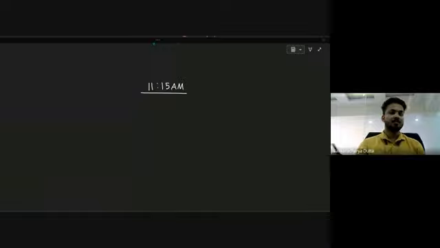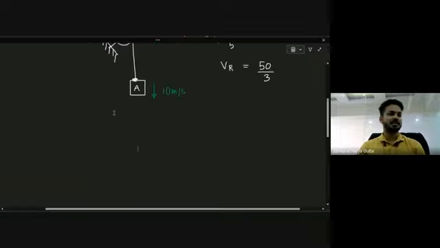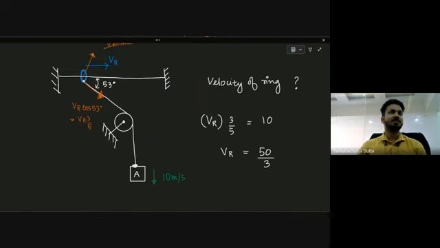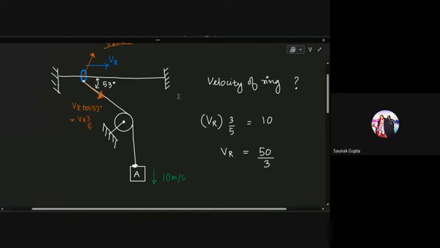Okay. So let us start our discussion. Let's continue our discussion. Okay. So this is all about fixed pulleys. Am I audible, guys? I hope I'm audible. Yes, audible, sir. Okay.